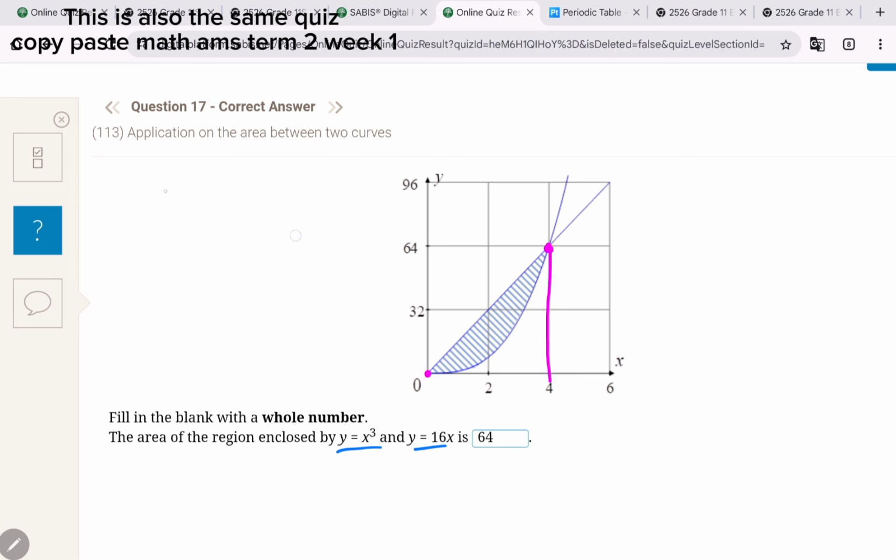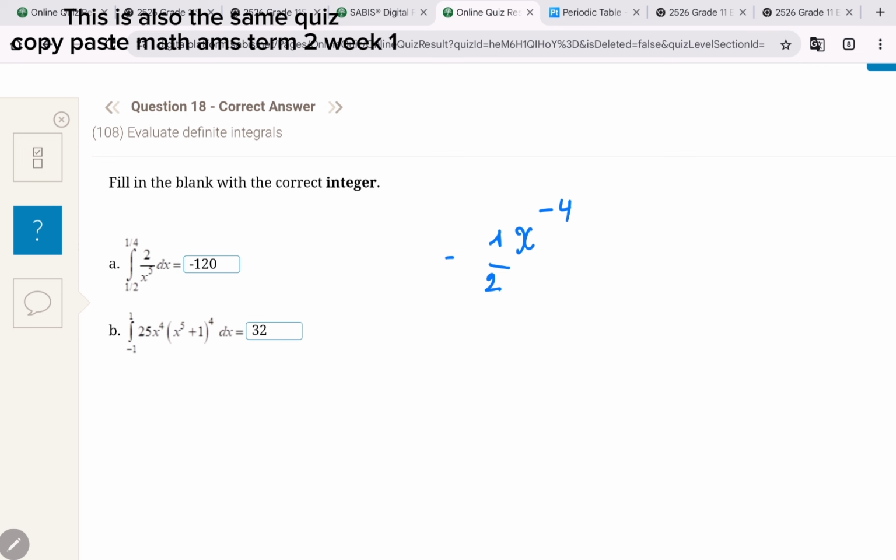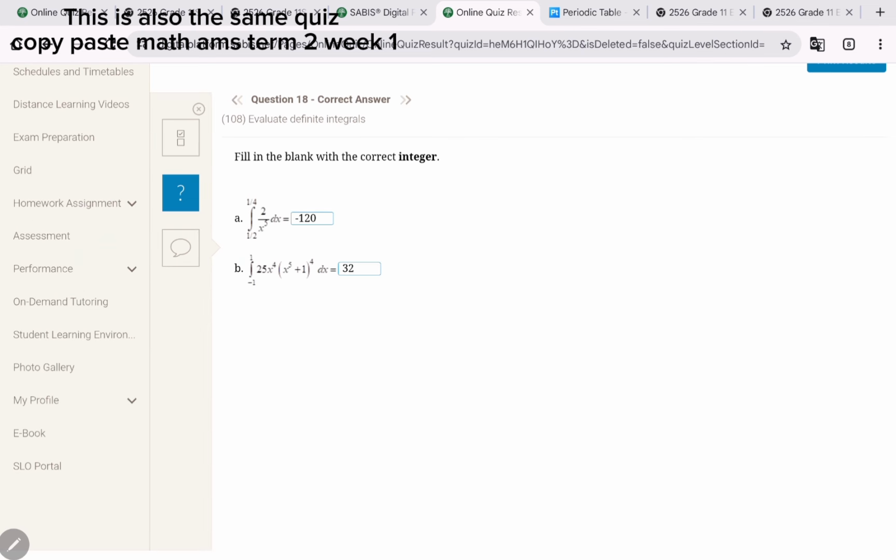Now, what's my only solution? Okay, so now what are we going to do? We're going to put 1 times 1 over 4, 1 times 1 over 2, and then we're going to subtract. So minus 1 over 2 times 1 over 4 to the power of minus 4 minus 1 over 2 times 1 over 2 to the power of minus 4. You put it on the calculator and you will get your answer to be minus 120. Now, for the second one, this one is very important. So now we need to do what? We need to do the integration of the second one. So we need to do integration of 25x to the power of 4, x to the 5 plus 1 to the power of 4. So now, and we have the x, don't forget.